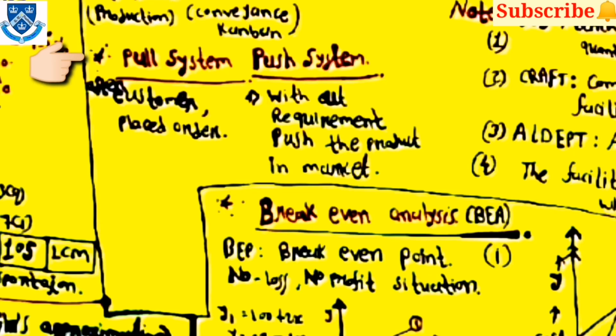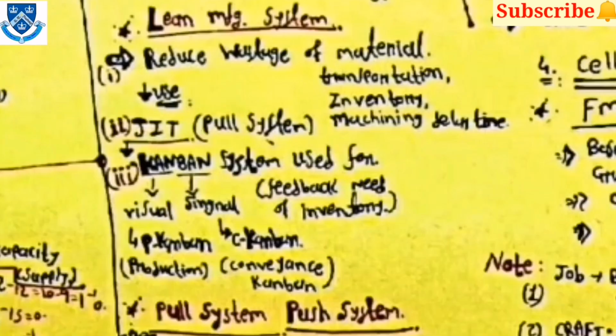Now there are two types of systems. The first one is the pull system and the second one is the push system. In the pull system, after the requirement of the customer, the orders are placed, and in the push system, without the requirement of the customers, the products are pushed into the market. And note that JIT is a pull system, because when the requirement of the customers is there, then the just in time process is used and the manufacturing is done.